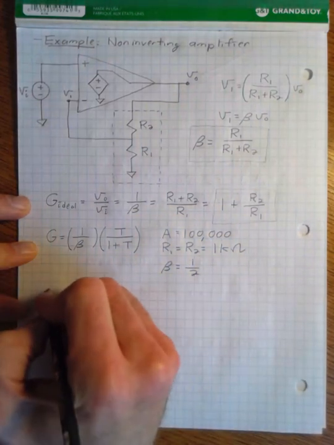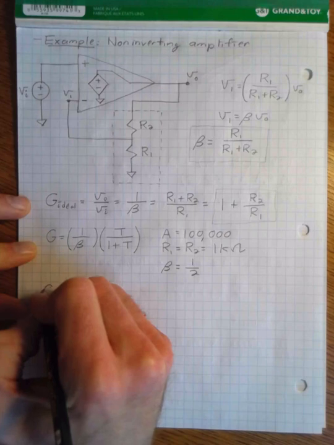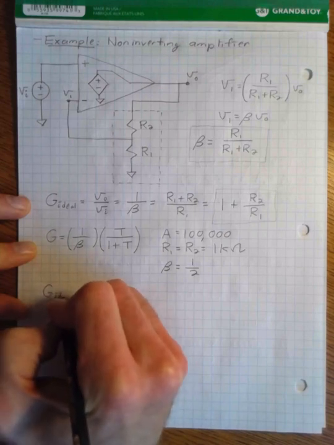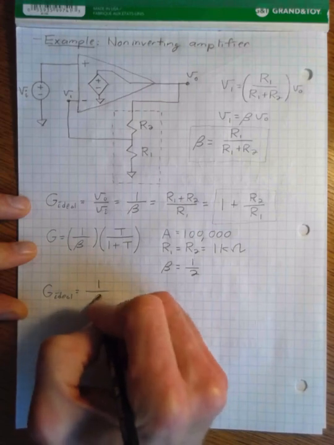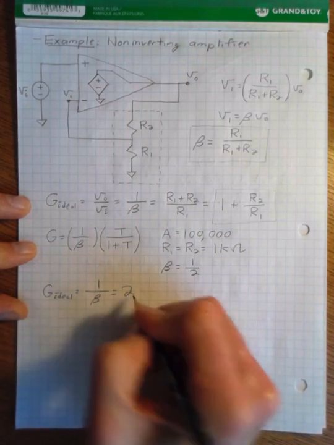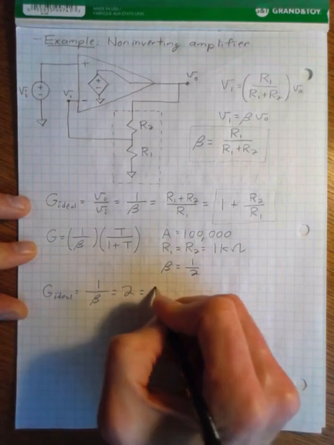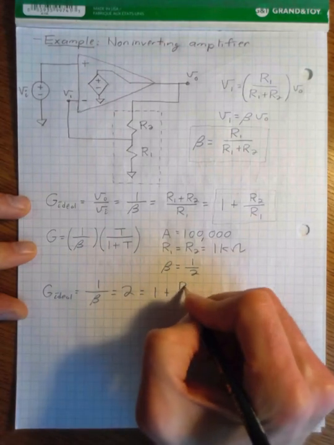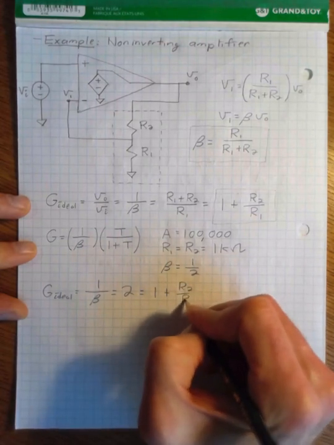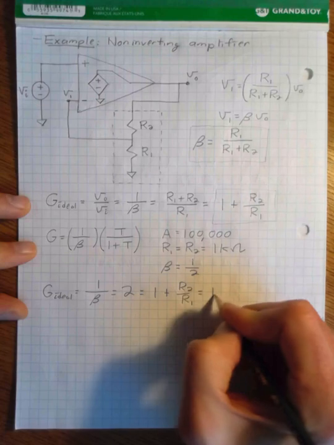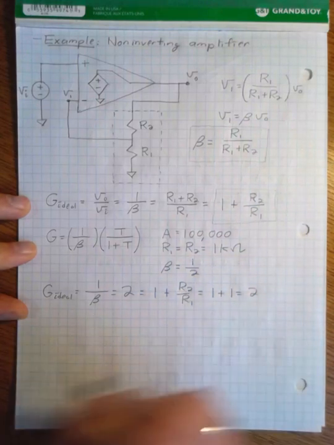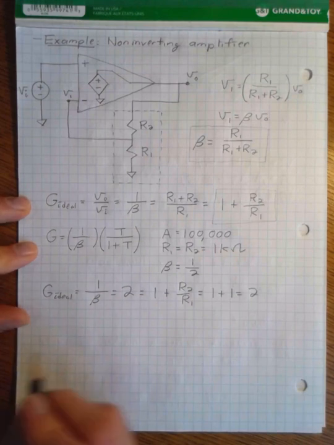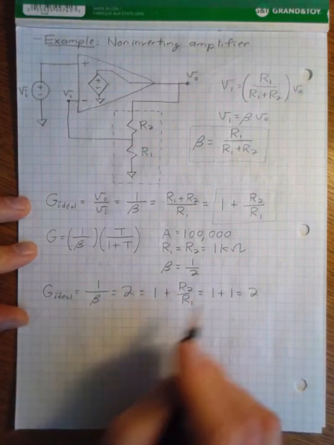And so our ideal gain is equal to 1 over beta, which is equal to 2. And that's the same thing that we get if we do R2 over R1 plus 1, because R2 over R1 would be equal to 1 since those resistances are equal. So the 1 over beta thing holds together.